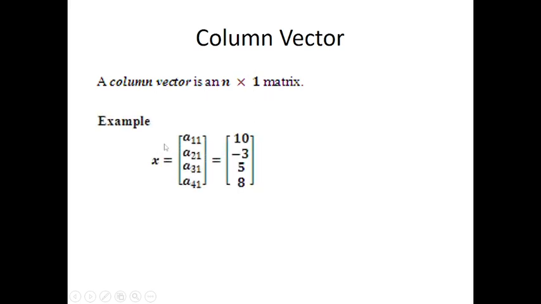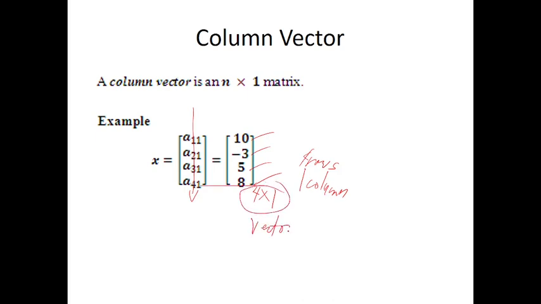For example, we have 1, 2, 3, 4. We have 4 rows and one column. The size of the matrix is 4 by 1 because it has 4 rows and a single column, and we call this a vector, specifically a column vector, because it has a single column.